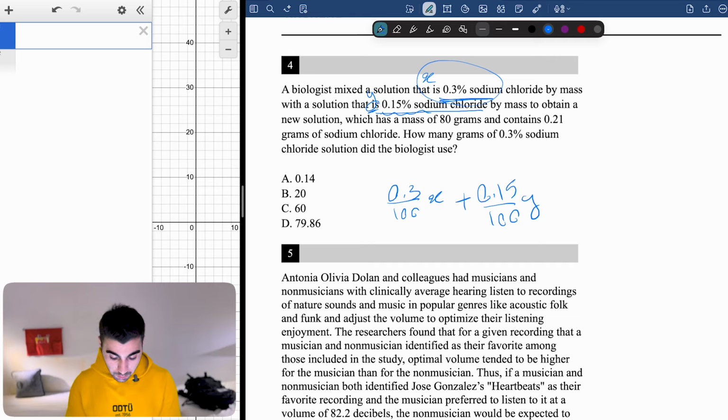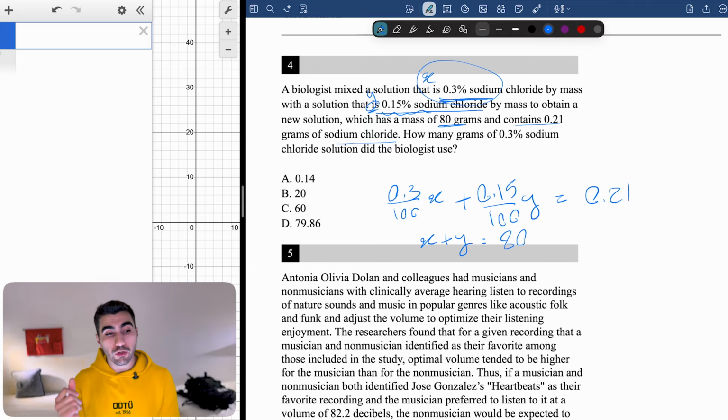So there's this much sodium chloride in this one, which is going to give us in total a mixture with a mass of 80 grams that contains this much sodium chloride. So in total, the mixture is going to have 0.21 grams of pure sodium chloride, and the total mass of the mixture is 80 grams, so x plus y equals 80 grams.